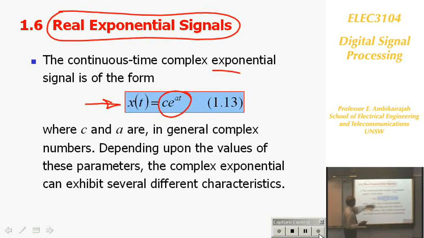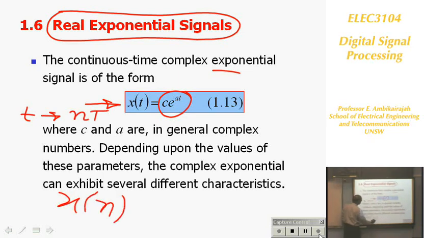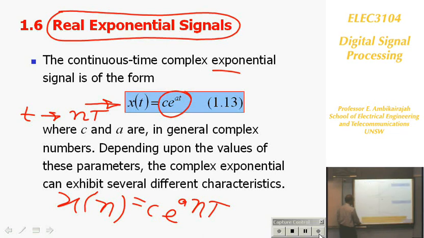If you are asked to convert that into discrete, what would you do? You say t tends to nT. So it will become x[n] = c e^(a n T). That's your discrete signal. So I have to convert to discrete. You will come across complex signals many times, so you need to know.